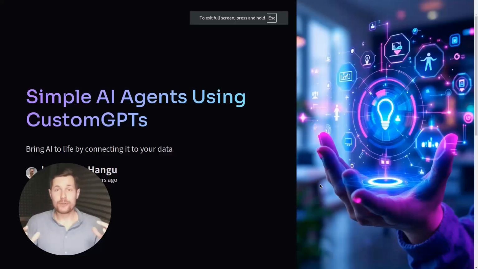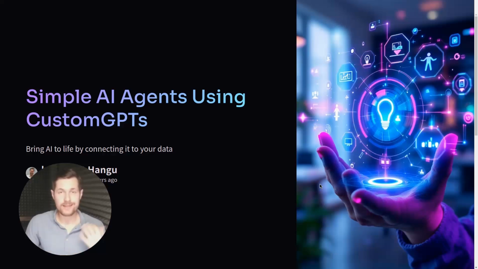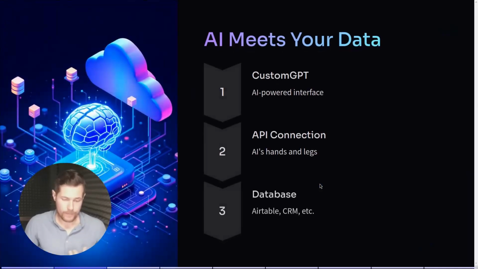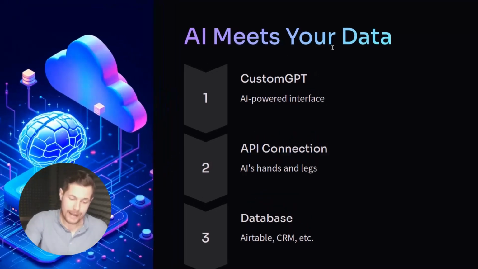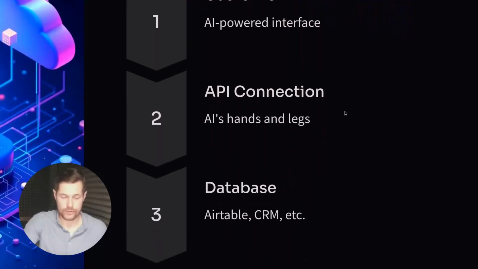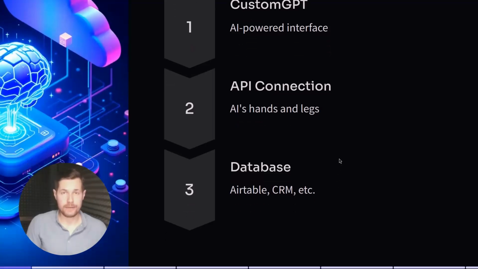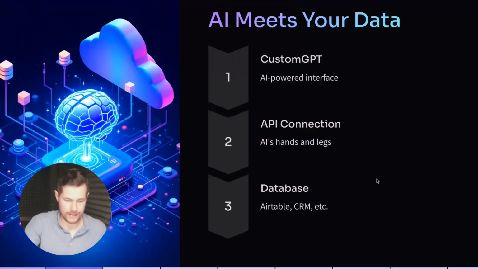So welcome to today's tutorial where we will show you how to create simple AI agents, right? So what we will do in today's example is we will show you 3 steps. We will take a CustomGPT and create an API connection to a database. So we have 3 simple steps here. And as a database, we choose Airtable as an example, but this can be expanded to any system with an API, just as we saw earlier in the mini example.